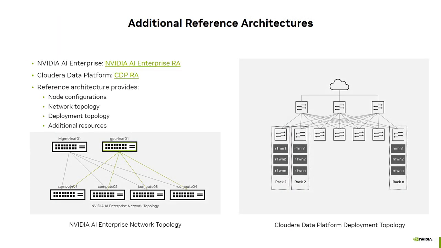NVIDIA also has reference architectures that are not based on specific NVIDIA servers. Some examples include the NVIDIA AI Enterprise reference architecture and the Cloudera Data Platform reference architecture. These reference architectures include node configurations in addition to the network topology, deployment topology, and other resources to get the most out of these designs.